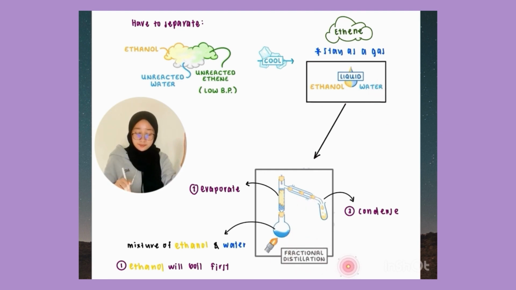Fractional distillation means we will put a mixture of ethanol and water in here, and we know that ethanol will boil first before water. So ethanol will evaporate here and then condense here. So that's how we get only ethanol. And the water will be left here.